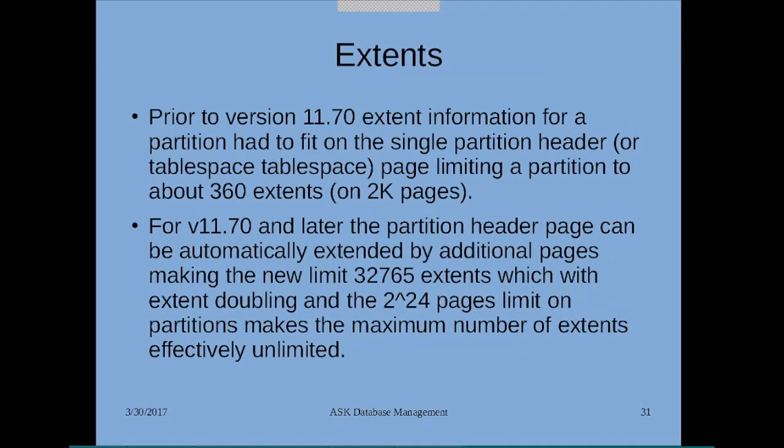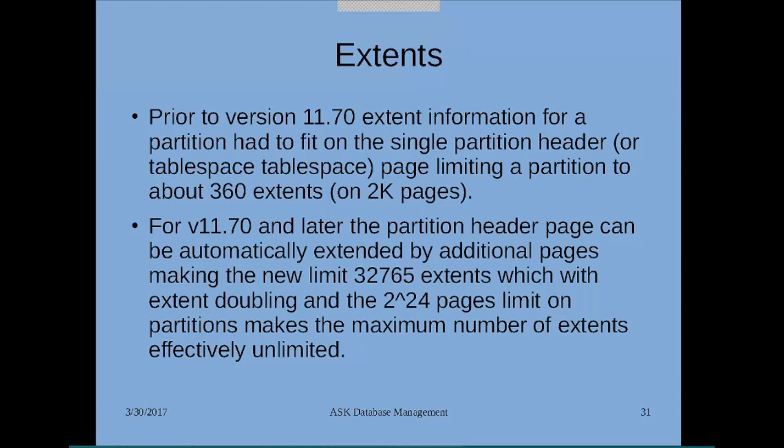Prior to 11.7, all the extent information for a table had to live on one page, so you were limited to 300-some odd extents, depending on how many special columns like blobs and LOB pairs you had in the table, and how many attached, semi-attached indexes were part of the table. The more of those items you had, the fewer extents you had room for on that one page.